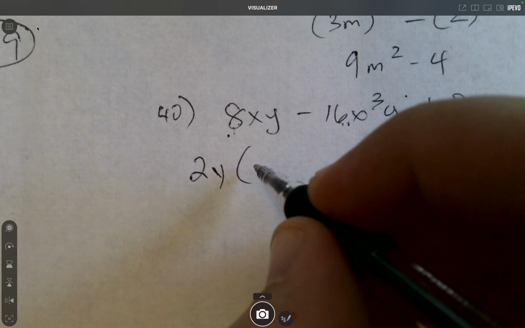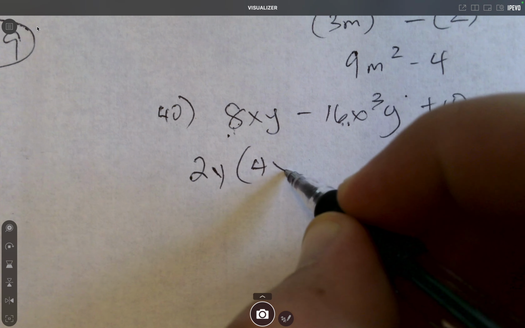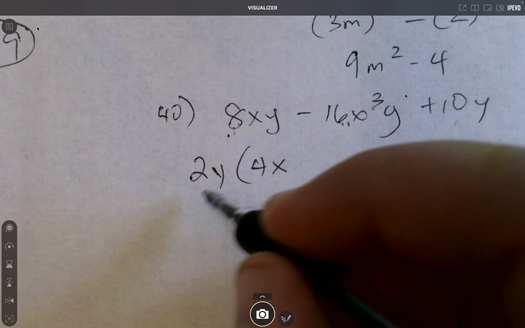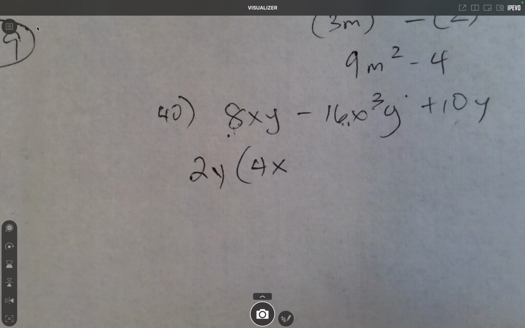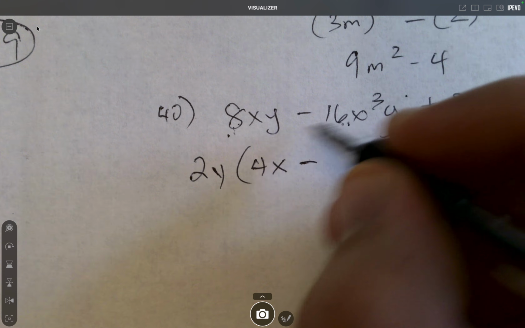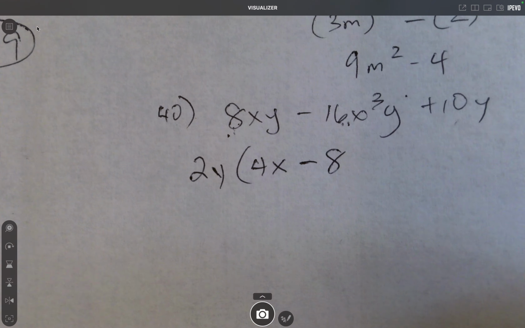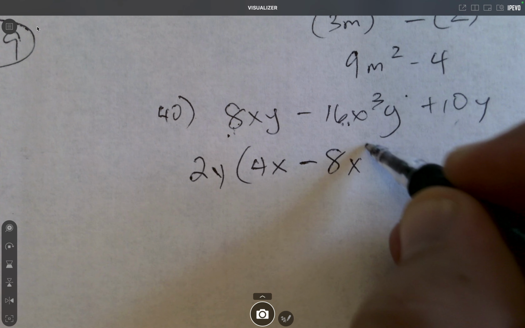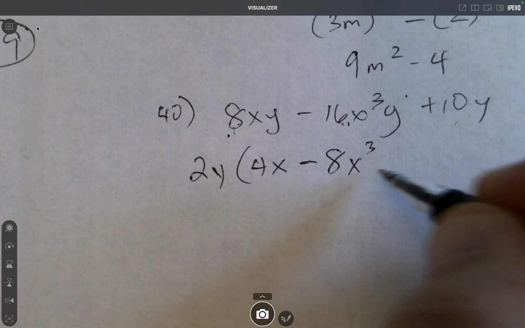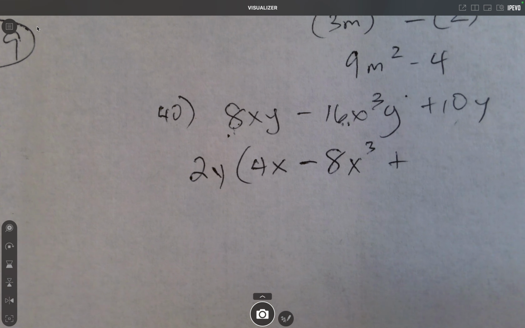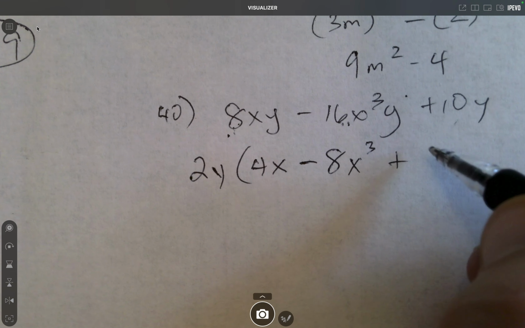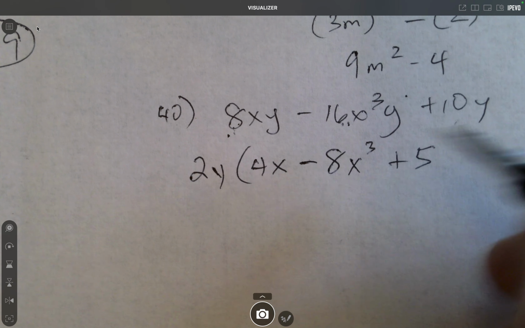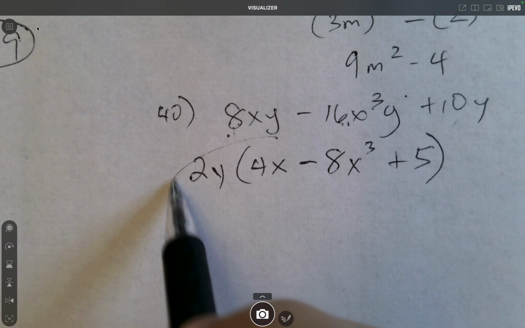8 divided by 2 is 4. The x stays because we didn't do anything with x, but the y is gone because we pulled it out front. 16 divided by 2 is 8. We did nothing to the x, so we leave it as it is, but we took the y out, so there's no more y. 10 divided by 2 is 5, and we took that y out front, so there's no y left.